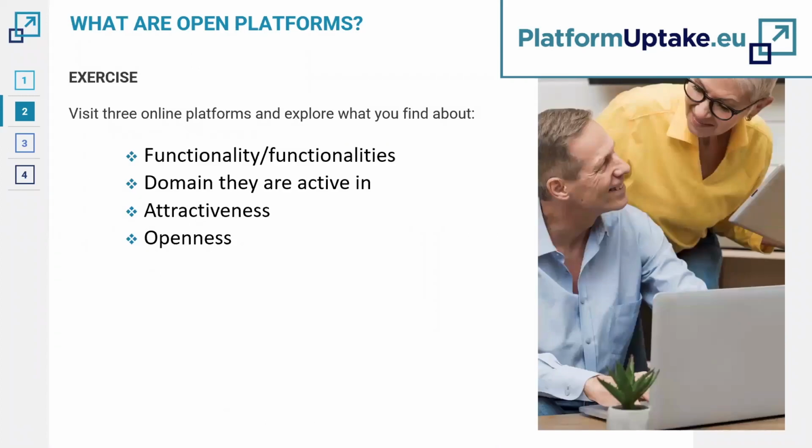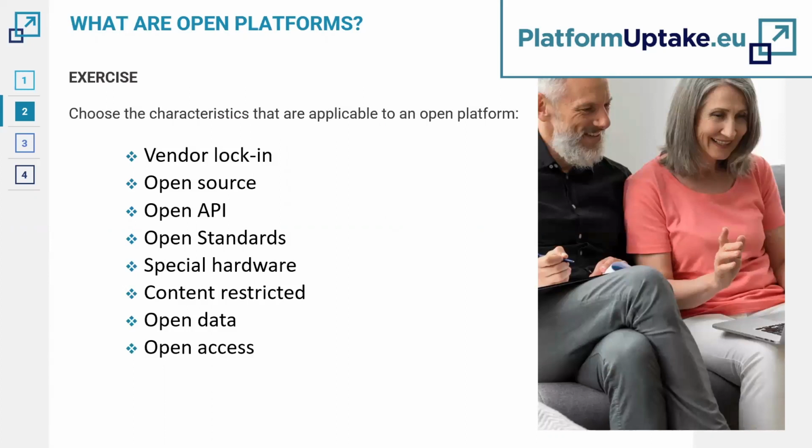Then we have an exercise for the learners so that they visit the online platforms that we have presented here, and check the functionalities, and also check the domain where they are active in. Is the domain coherent with what people are looking for, how is it attractive, and also what do you think of the openness of the platform? And now we have an exercise for you to do yourself, and that is that we choose the characteristics that are applicable to an open platform.